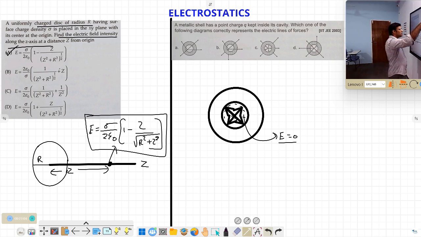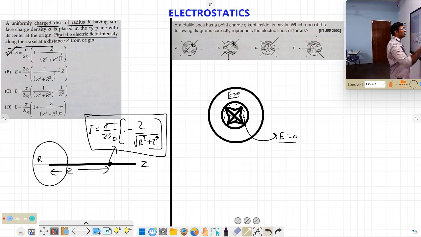Next, what type of body is this? A metallic shell. You know that concept: in the metallic shell, the electric field is always 0. When the electric field is 0, there are no electric lines existing inside the metallic shell. Here the net electric field is 0, but in the metallic shell there are no electric lines. So we should not find any electric lines in the metal in the diagram. If you see the first option, electric lines are present, so the first option is not correct. In the second one, electric lines are present passing through the metal.